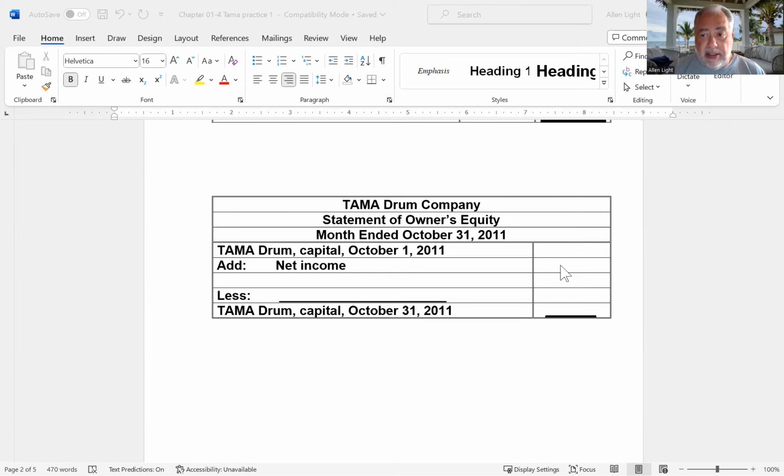Net income is an addition, less withdrawals. If they took any withdrawals out, we're going to subtract them. So whatever we have for withdrawals, we're going to write it here, and we're going to put it in parentheses. That shows it's a negative. And then just do the math. Starting balance plus net income minus withdrawals. There's the new, as of October 31st, capital for the Tom Drum Company. Okay.